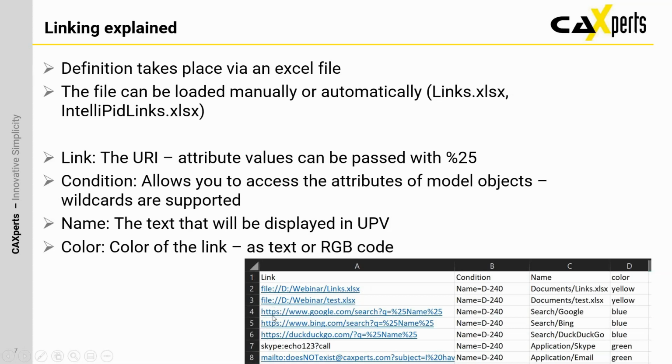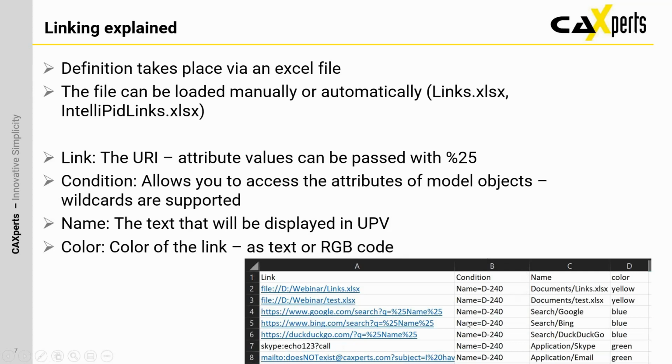Those are obviously web links. Here in this example, we are using a link to Google, where we are also passing an attribute. So in this case, you can see this %name%. This is the placeholder for UPV to know that the name of the selected object should be filled in here. And besides those links, we can also use application links. So for example, here we see the Skype: or the Mailto: link. Those are basically application links.